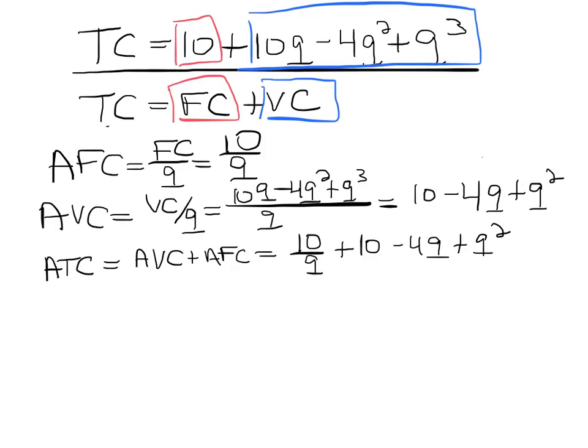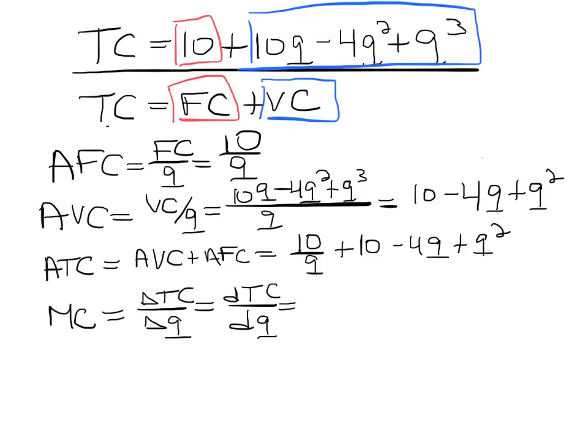And then the last important cost is the marginal cost, which is how the cost changes every time you increase your output by one unit. And every time you see a slope, it's usually a derivative. So the marginal cost is really the derivative of the total cost equation with respect to output. So in this case, it will be equal to 10 minus 8Q plus 3Q squared.